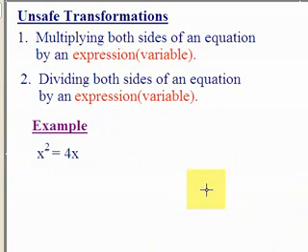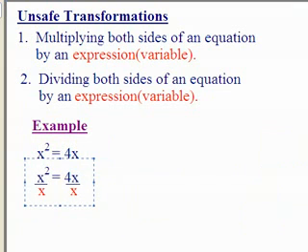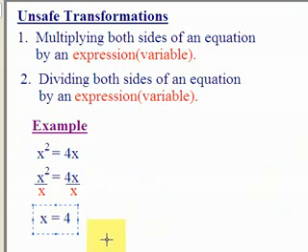Now let's see what happens when we divide both sides by a variable. In the case of this example, x squared equals 4x. If we divide both sides of this equation by x, we get x to be 4. And that is a solution. When I go to check it, 4 squared is 16 and 4 times 4 is 16. But what's the problem with this? It is that by dividing both sides by a variable, we eliminate solutions.